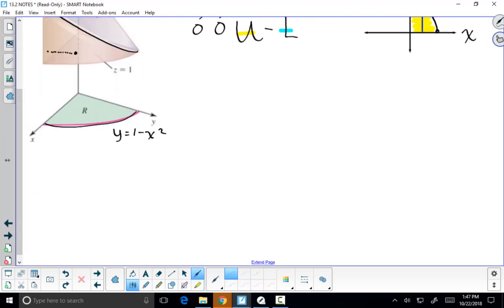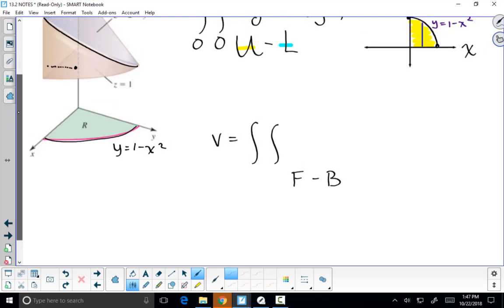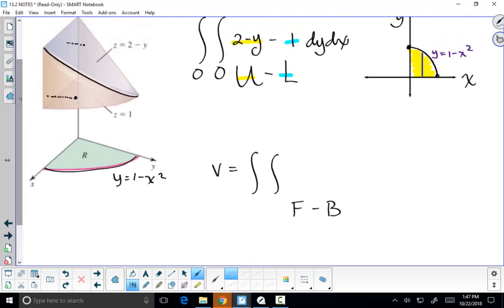So if we want to set it up front to back, the volume is going to be front surface minus back surface. So our domain is now going to be in the YZ plane, because our front surface is x equals something, back surface is x equals something, so the domain is going to be in the YZ plane. So we've got the YZ plane, and then x is telling us how far to come forward or how far to go back. So now we have to set up our domain in the YZ plane.